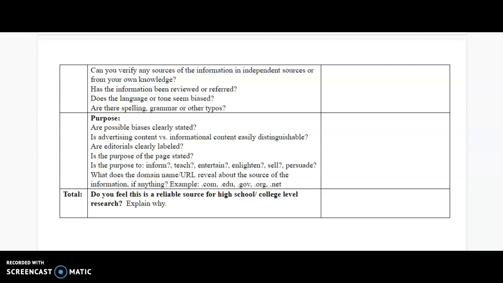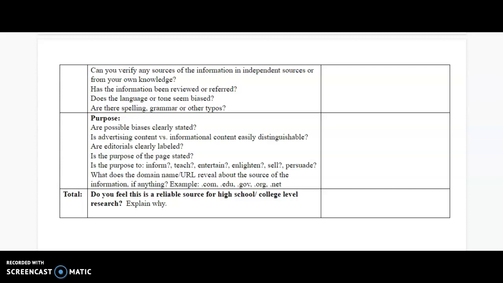And do you think this is a reliable source for high school or college level research, and explain why? Okay, so we want to make sure that you are looking for the relevancy to your research. If it's too low of a level, it won't benefit your research because you have to maintain a certain level of understanding and analysis. And if it's too high, then you're really not going to understand what it's telling you. So please be careful of that as well.